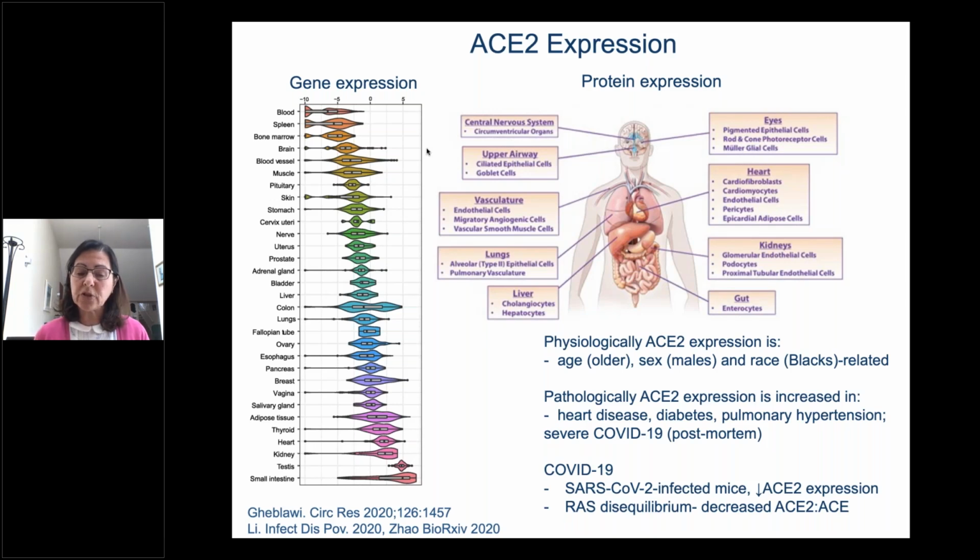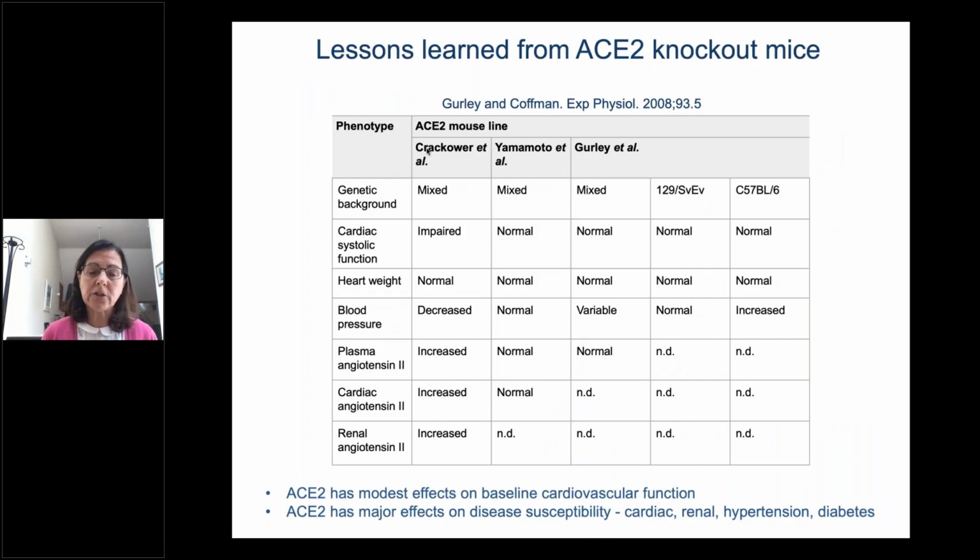And there's also been the suggestion that actually there is renin-angiotensin system disequilibrium with a decrease in the ratio of ACE2 to ACE. This is a growing field, and we certainly need to learn a lot more about this to understand the implications of ACE2 expression in COVID.